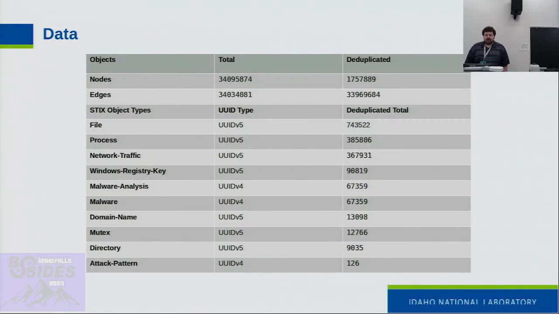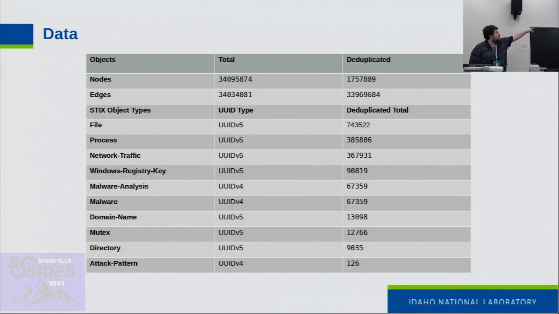But what we ended up with is some pretty large totals. So if you notice, there's definitely some things we got more than others. Files, for example, as I mentioned, processes, network traffic, and then we do have some OS-specific things like registry keys, etc. Those malware objects are more or less one per indicator.